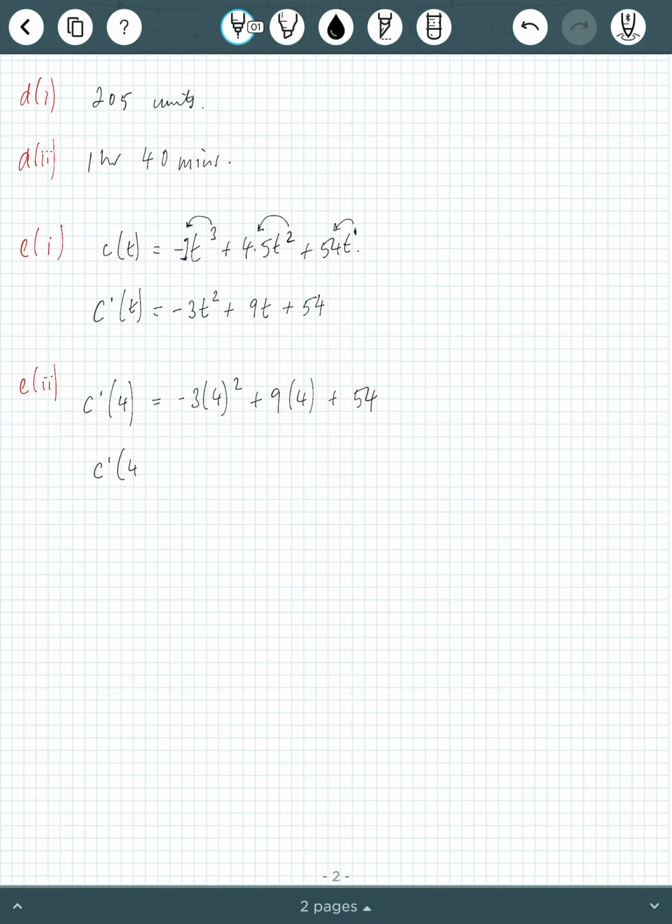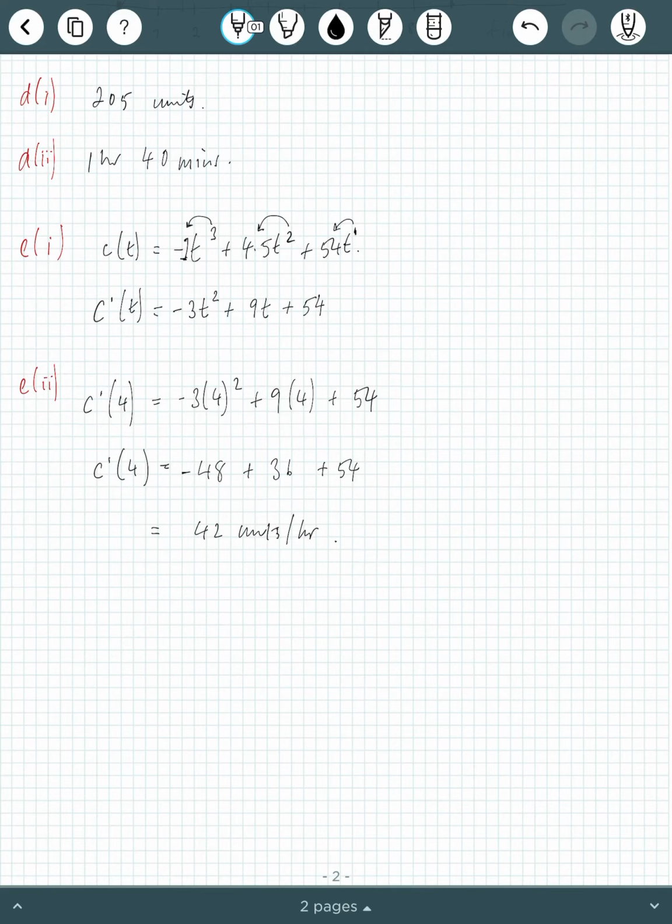Okay, so multiplying that out, 4 squared is 16. And 3 by 16 is 48. 9 fours are 36 plus 54. Okay, add those three figures together. Oh, sorry, that's a minus there, isn't it? Yeah, so it's minus 48 plus 36 plus 54, and you get 42 units. And we're talking in rates of change now, so it's per hour. Alright, okay, so well done.